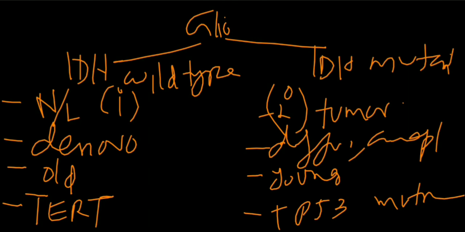So these are the differences you should remember. You should know which gene is getting mutated, TERT, TP53, which individuals, old individuals, young individuals, and which is primary, which is secondary. So once again, the most common site of this glioblastoma is the frontal lobe. And the pseudo palisading appearance is also important. That's all. Thank you.